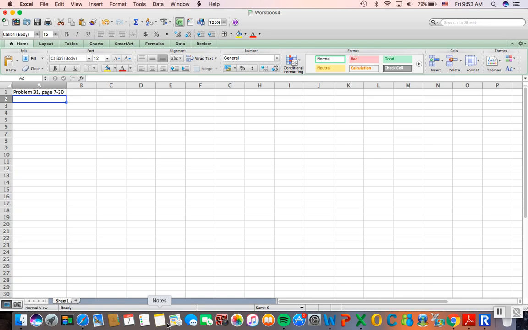Hi class. We're going to look at problem 31 on page 730 in chapter 7. It reads, Gopher Corporation reported taxable income of $500,000 this year. Gopher paid a dividend of $100,000 to its sole shareholder, Sven Anderson.